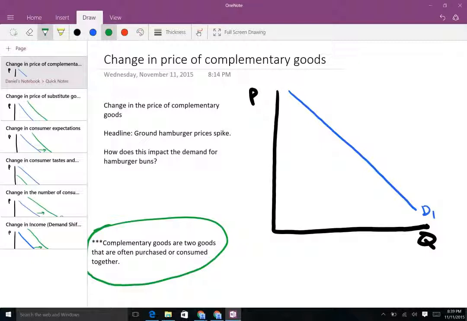This is going to cause people to probably purchase less hamburger. And if you're not buying hamburger, you don't need hamburger buns. So how does this impact the demand for hamburger buns? It's going to decrease demand for hamburger buns. And our curve here will shift to the left. Alrighty.